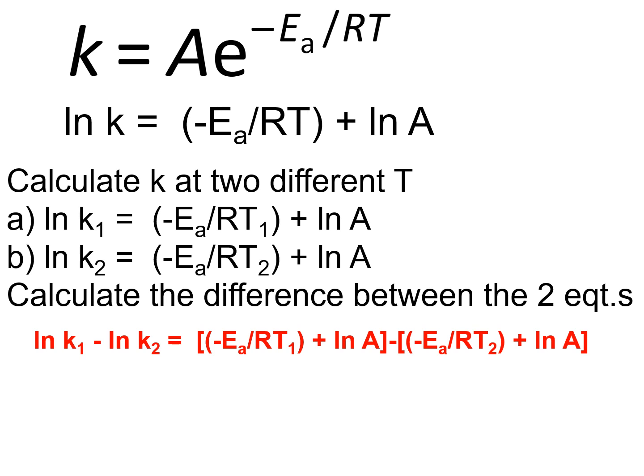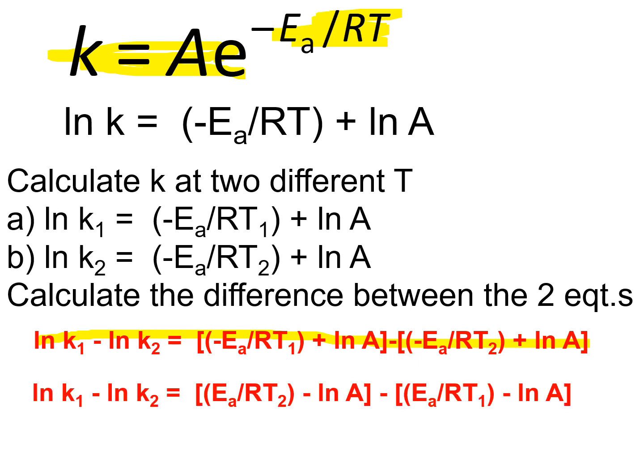So this is to show you how you actually get to the 2-point equation. You start from your Arrhenius equation, and you calculate the logarithm of it, and then you write the equation twice for 2 different values of temperature, and then you calculate the difference between the two. So you go first equation minus the second one, and this way you get rid of the logarithm of A, and that would be kind of hard to determine. And so you get the equation that I showed you before.